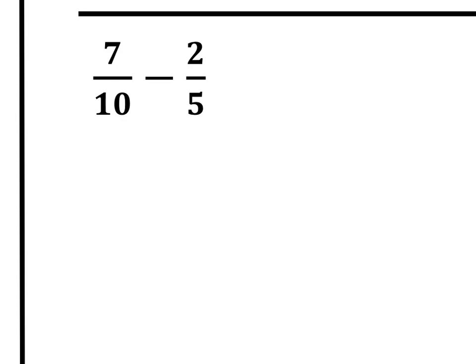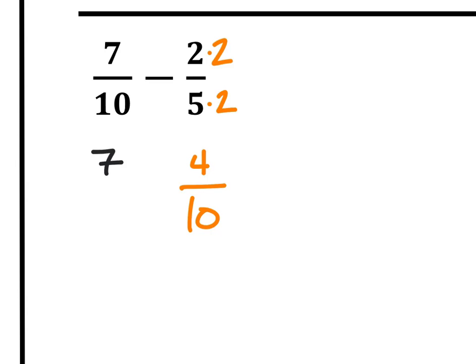Alright, you had your chance to pause the video. This one's going to work exactly the same way. 10 is a multiple of 5. So I'm going to take the 10 and the 5. I'm going to make the 5 a 10 by multiplying it by 2, which is going to give me 10. Just don't forget to do it in the numerator. 2 times 2 is 4.